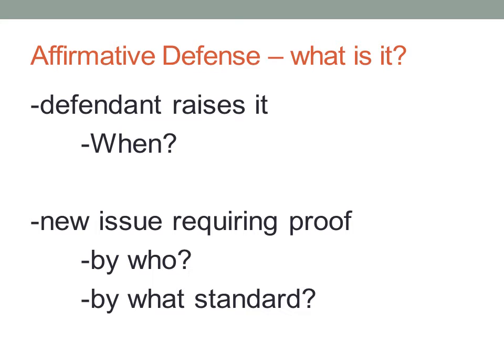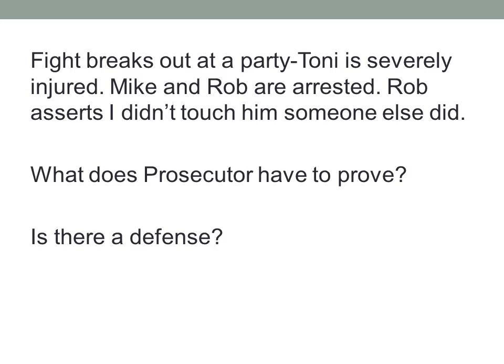So let's go through this example. A fight breaks out at a party. Toni is severely injured. Mike and Rob are arrested. Rob asserts, "I didn't touch him, someone else did." So what does the prosecution have to prove here? This is like the OJ case, right? You can't prove that it was him who did it. Rob says, you can't prove I touched him.